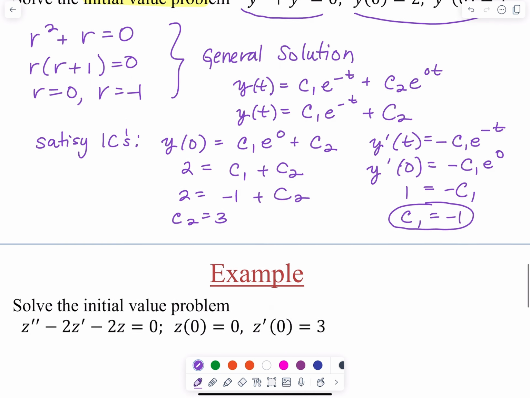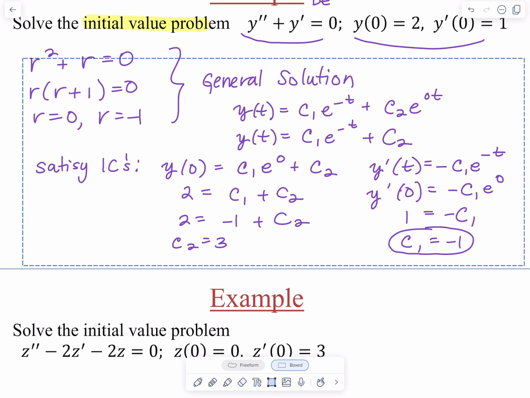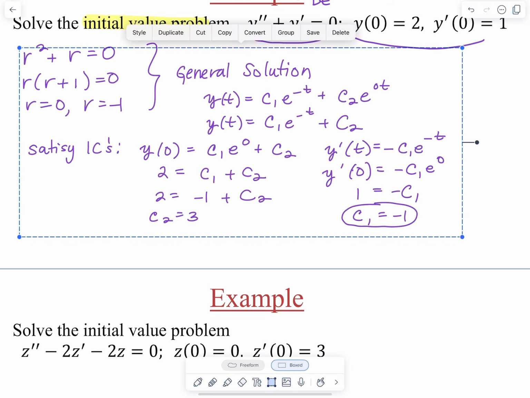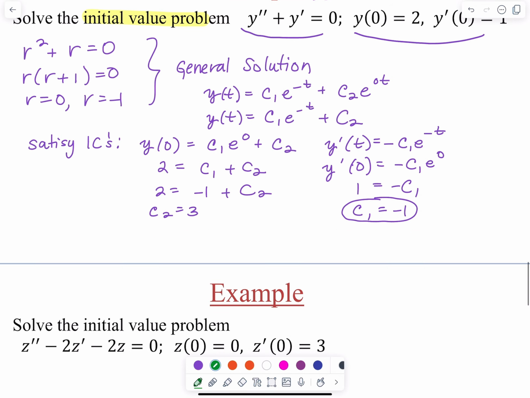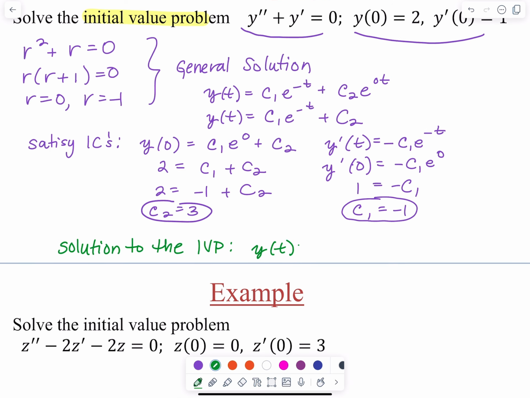So now we can write our solution to our IVP. And I am going to make all of this just a tad bit smaller so that we can put our particular solution, our solution to the IVP. And we will now have these constants. And so our solution to the IVP is y of t is equal to -e to the -t plus 3.